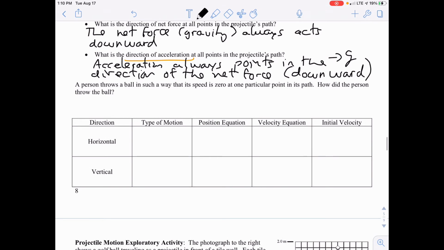Now, let's take a look at the horizontal and vertical motion. Horizontally, the object is moving with constant velocity. We'll explain this a little bit more in class as to why. Vertically, it is free fall, acceleration due to gravity.